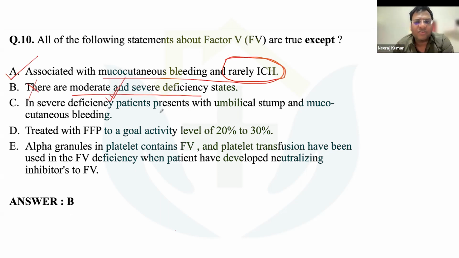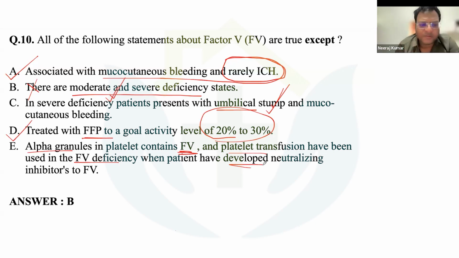In severe deficiency, the patient will have umbilical stump bleeding. Yes, all those patients who have a severe factor 5 deficiency present with umbilical stump bleeding or mucocutaneous bleeding. They have to be treated with FFP, and you always try to achieve a replacement goal level of 20 to 30% by using FFP. So again, this statement is right. And the alpha granule in platelets always contains factor 5. So platelet transfusion has been used in factor 5 deficiency, but you have to check whether the patient has developed any neutralizing inhibitors to factor 5. That's why this option is not right.